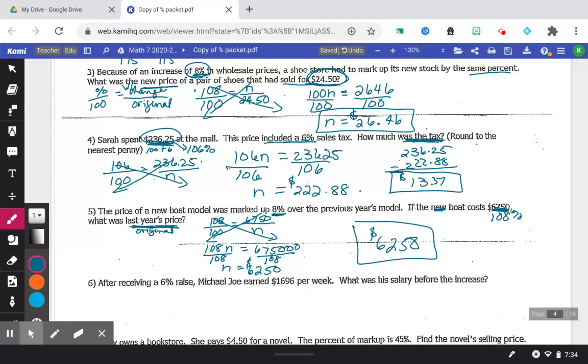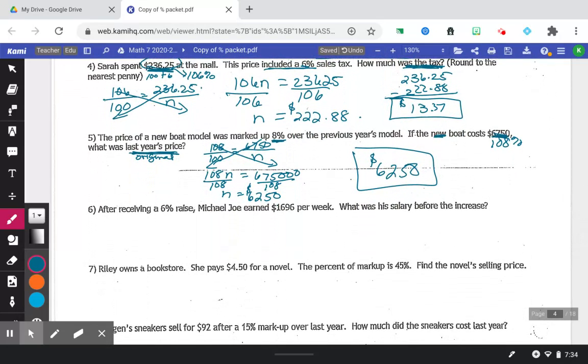All right, I'm going to do one more with you, and then I'm going to leave the rest for you guys to work on for homework practice. Okay, after receiving a 6% raise, Michael Joe earned $1,696. What was his salary before the increase? Okay, so his salary is going to increase 6%. So after the increase, he will be making 106% of what he was making before.